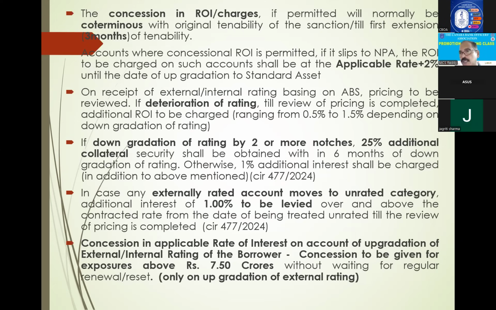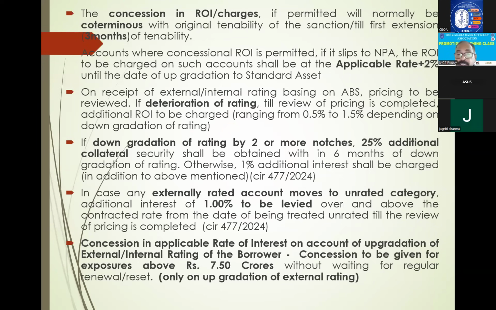Say LR1 to LR2, 0.25%, LR2 to LR3, some 0.5, like that they have given a table. So as per that table, if there is any deterioration in rating, we will charge additional interest varying from 0.5% to 1.5%, depending on the downgradation of the rating.